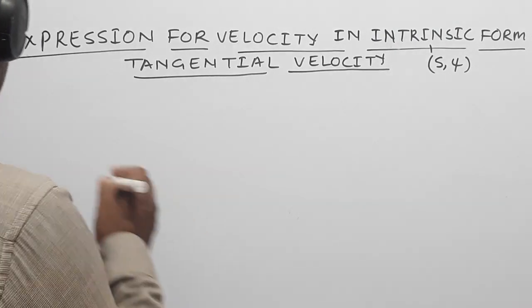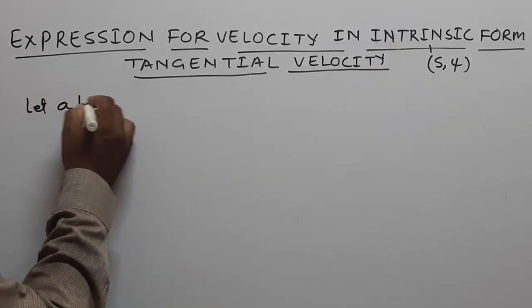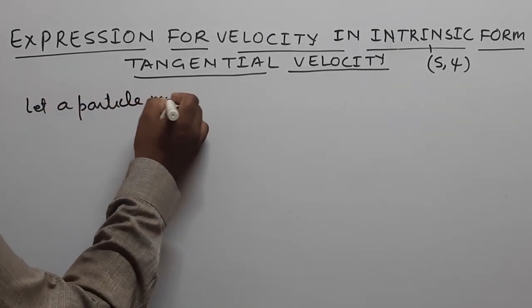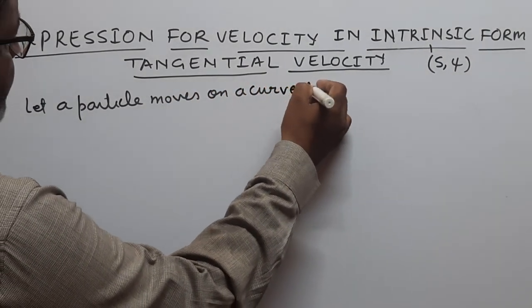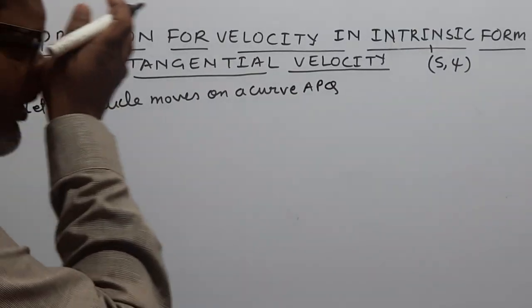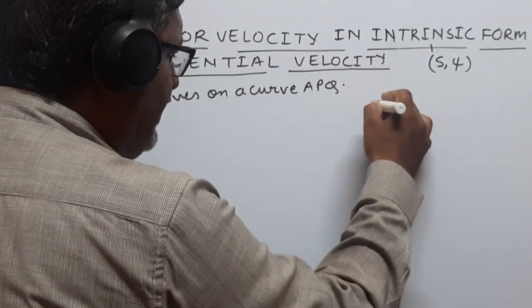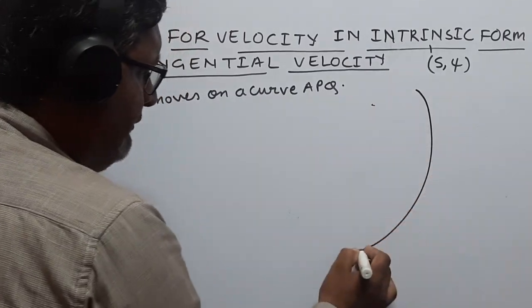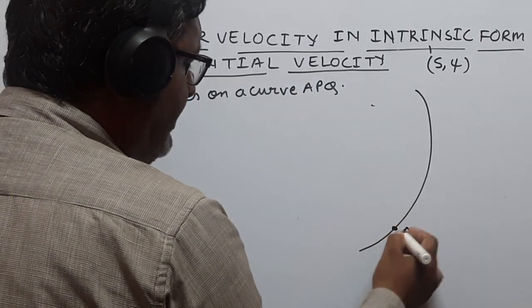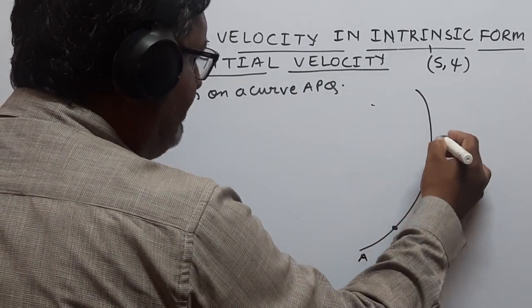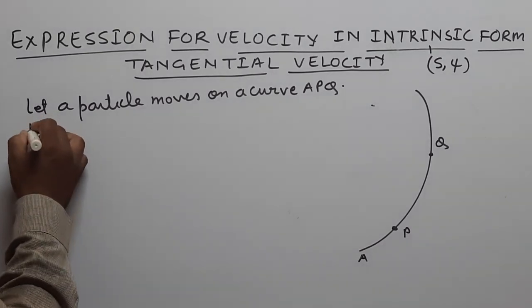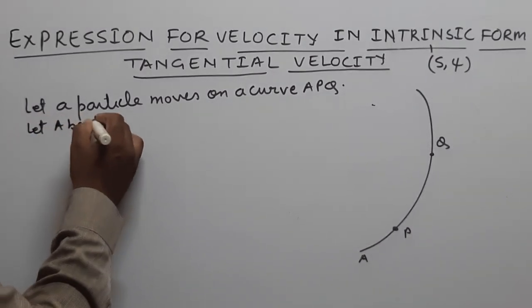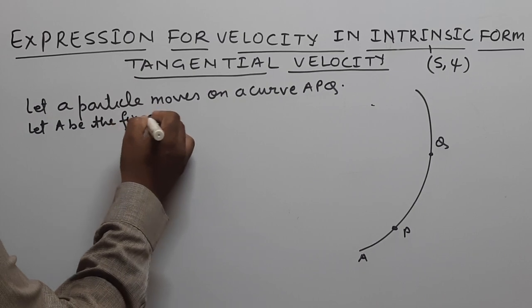First, suppose a particle moves on a curve APQ. Suppose this is the particle which moves on this curve APQ. Let A be the fixed point.